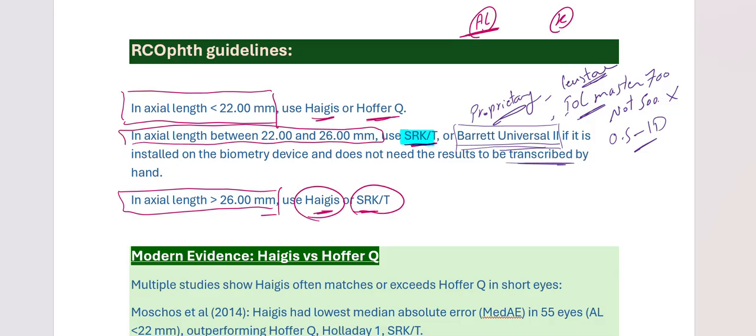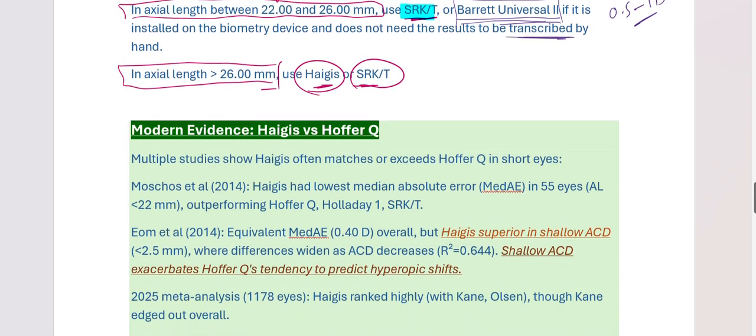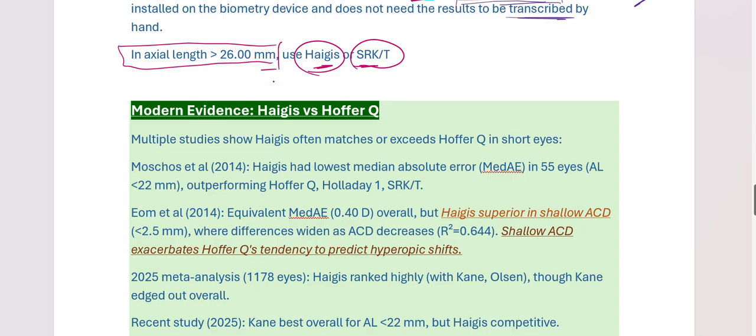Usually, it was traditional that FRCOphth is the most accurate for short eyes, for example. But recently, contemporary data from audits proves that Haigis might be superior to FRCOphth, especially if the AC depth, which is one of the variables involved in this formula, is less than 2.5 millimeter. And this is quite common in eyes shorter than 22 millimeter.